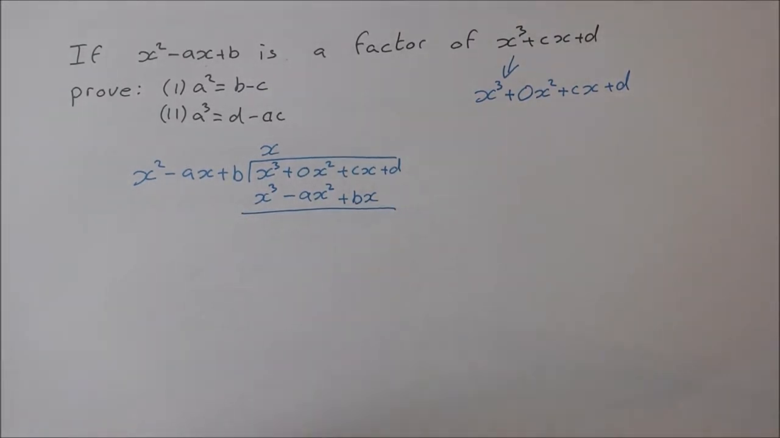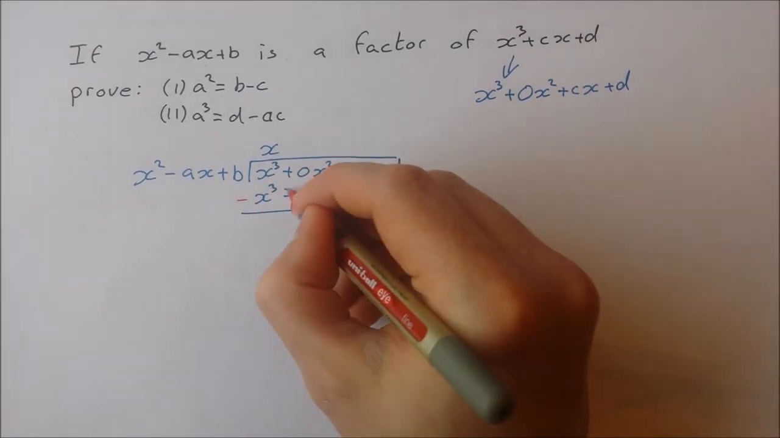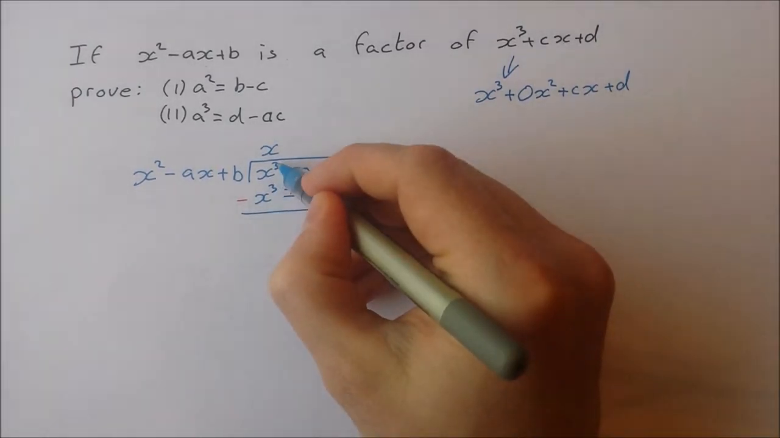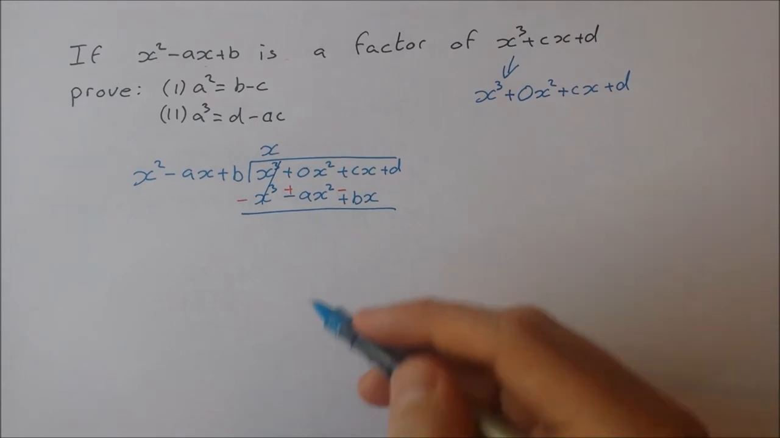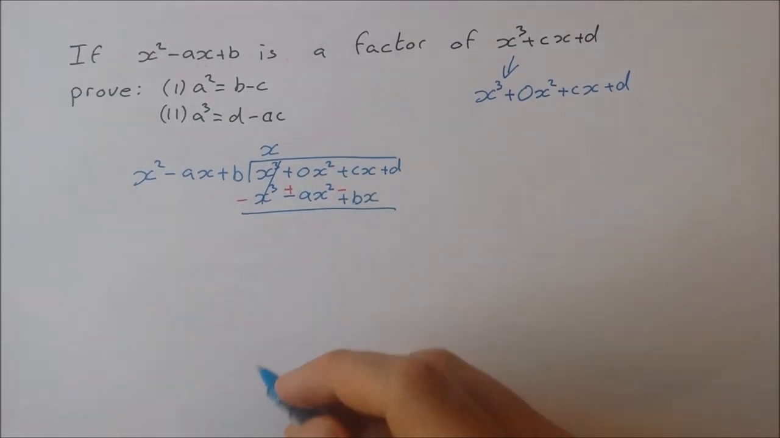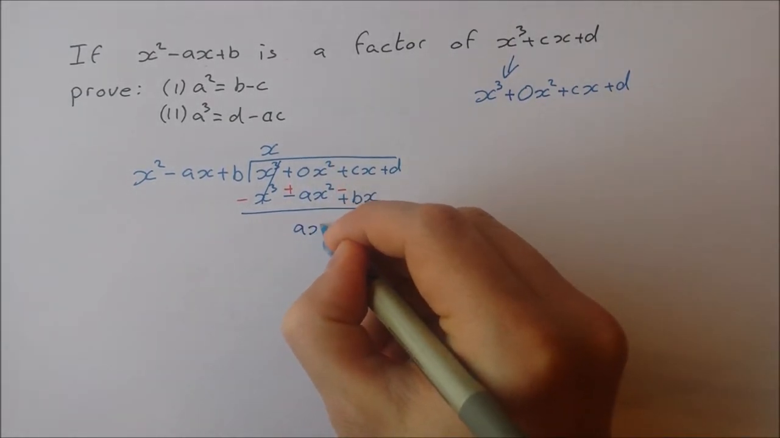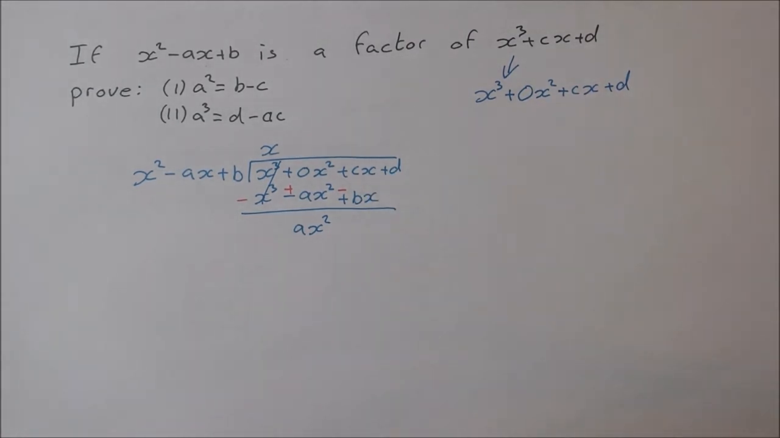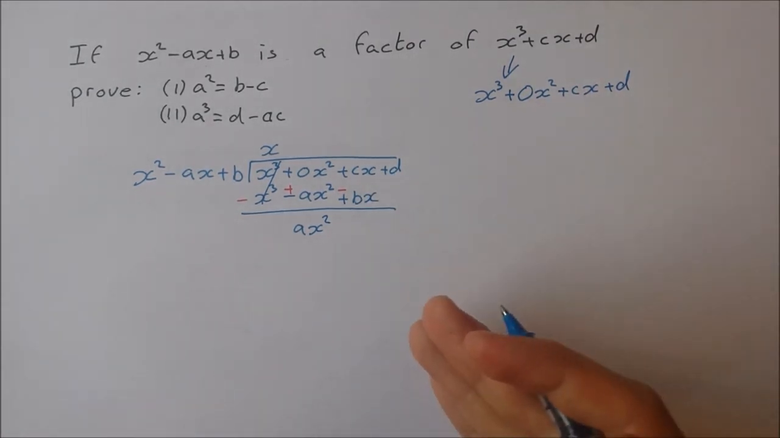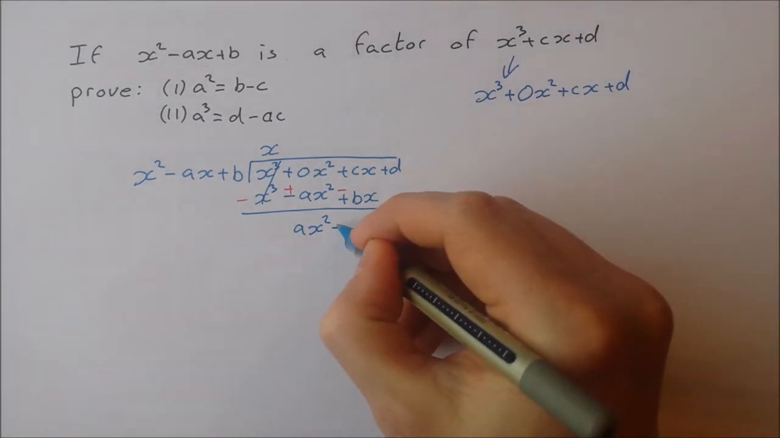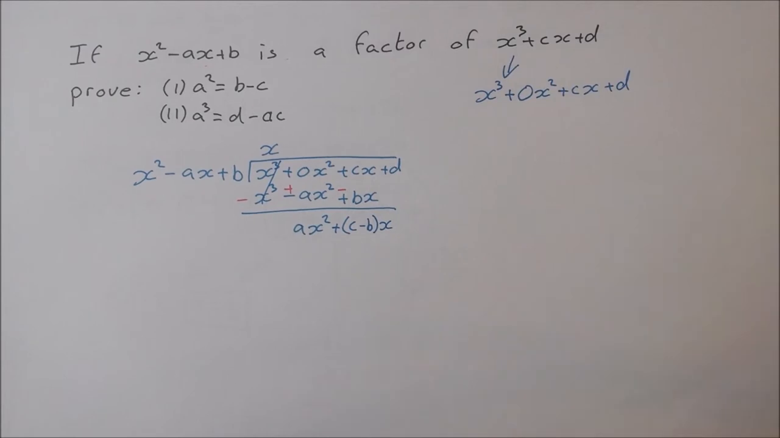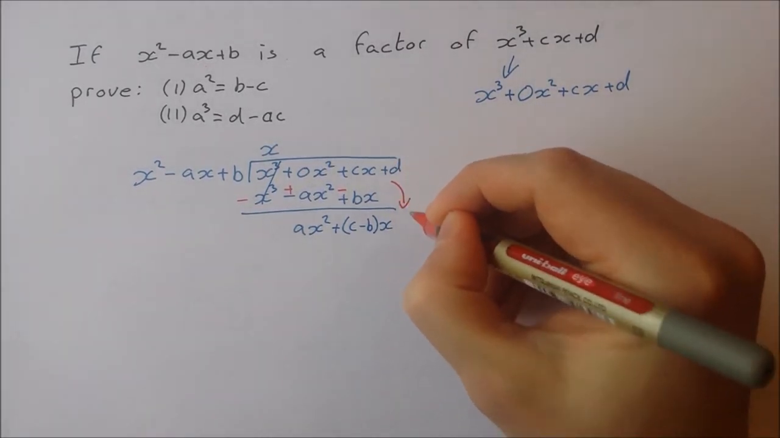Okay, next step is to subtract, so I need to change the sign of everything here. X cubed minus x cubed is 0. 0x squared plus ax squared is ax squared. Cx minus bx is cx minus bx. I'm going to factorize out x to be left with c minus b times x. And then I can bring down my d.